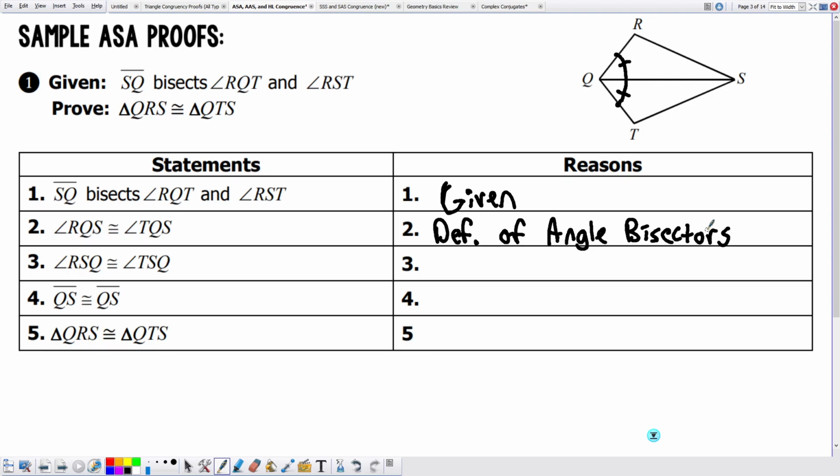So notice SQ doesn't only bisect RQT, but also RST. RST being this angle right here. So it splits that one in half into equal pieces. Those pieces being RSQ and TSQ. That's how I get the third statement. So again, it's by the definition of angle bisectors.